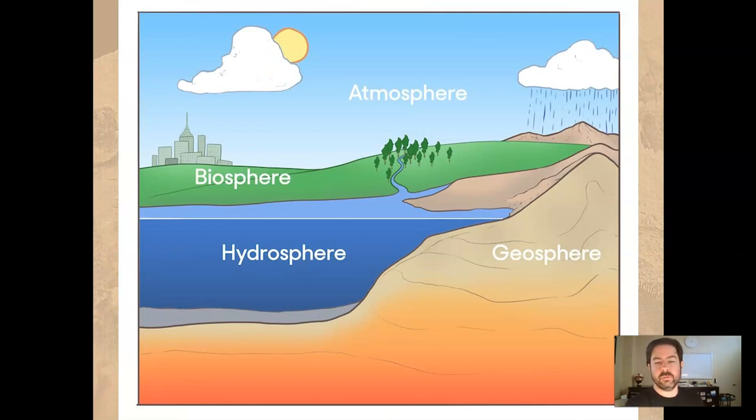So here's just another visual of the systems and how they all interact. These are all subsystems. We can look at just the geosphere or the lithosphere, that's the Earth's surface. We can look at just the hydrosphere as a system. We can look at just the biosphere as a system. We can look at just the atmosphere as a system. Or we can look at how all of these interact to make Earth what it is, what it was, and what it will be in the future. And that's what we're going to do here.